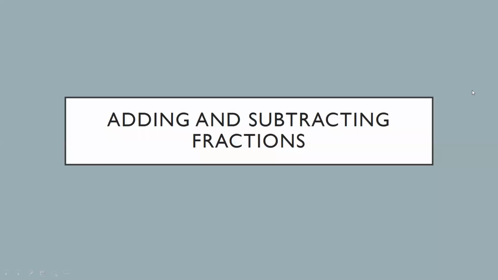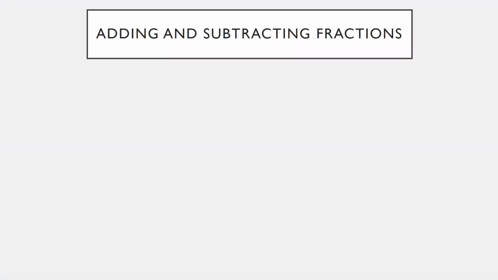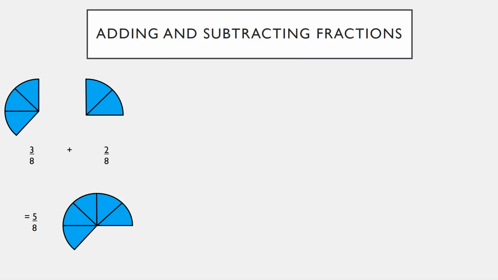Okay guys, we are looking at adding and subtracting fractions this week. So we're going to start nice and easy. If I have 3 eighths plus 2 eighths, I'm thinking of it like I've got a pizza that's cut up into 8 slices, and you have eaten 3 of those slices and your friend has eaten 2 of those slices. So altogether you have eaten 5 pieces of those 8 that you had. So you've eaten 5/8 of the pizza.